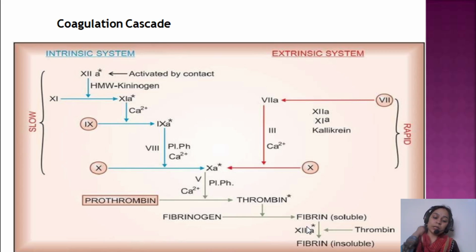Two terms are commonly used to describe thrombotic condition. First one is thrombus. Thrombus means a clot adhering to the vascular wall, and embolus. Embolus means a free floating clot in the vasculature.